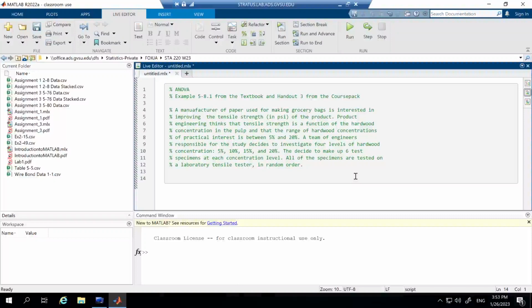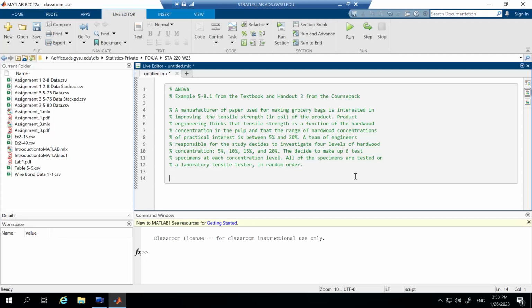In this lesson, we're going to take a look at one-way ANOVA, and we're going to focus on the example that's in handout 3 from our course pack. If you're not a student in our engineering stats program, hopefully you'll find this video helpful in terms of using MATLAB to do one-way ANOVA.